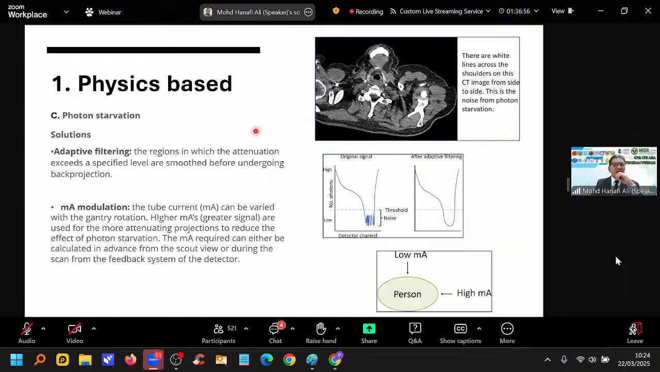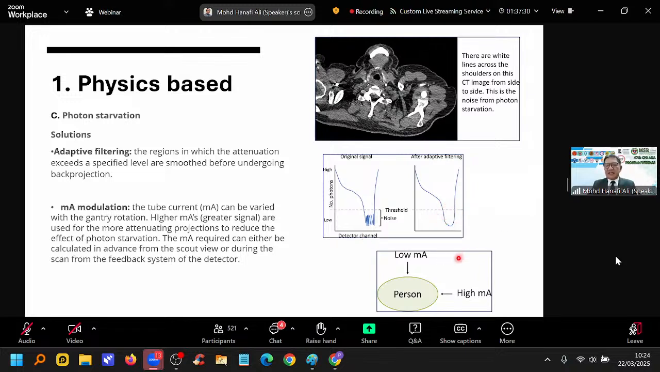Here with starvation, that's a good thing about starvation. We're talking about exposure parameters. We normally can use those parameters, and nowadays we have mA modulation. With that modulation, especially for the shoulder area, a wide area here, we can see a kind of artifact. This can be addressed in two ways. First is the adaptive filter. With the adaptive filter, the noise is reduced, and then the image looks just nice.